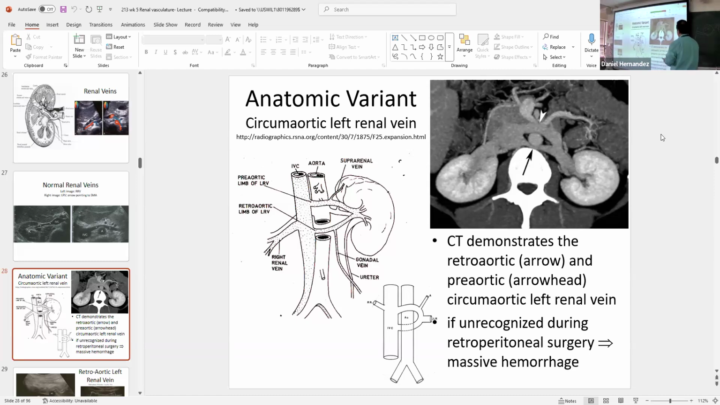With this circumaortic left renal vein, the issue is we can sometimes get compression of the portion that's posterior to the aorta, between the aorta and the spine. So we can wind up with some compression there that could lead to potential thrombosis or reduced venous drainage.